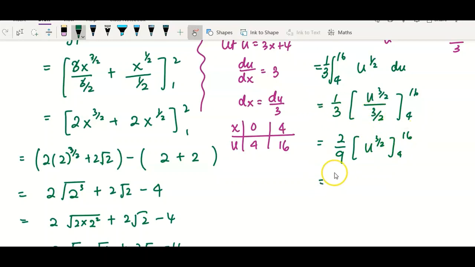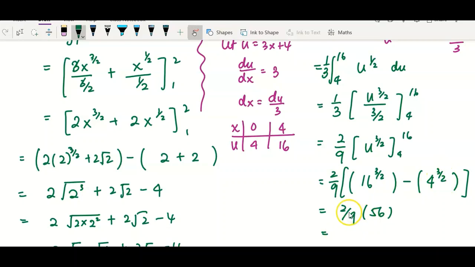The 2/9, just put in, and now get ready to bracket. One bracket is for the substitution of 16. You have 16 to the power of 3/2, minus 4 substituted into your u, you get 4 to the power of 3/2. You get 2/9 multiplied by 56. And finally, you have 112/9.